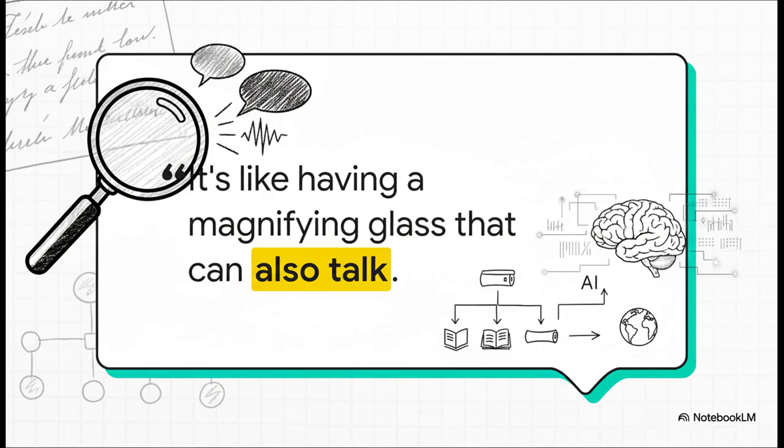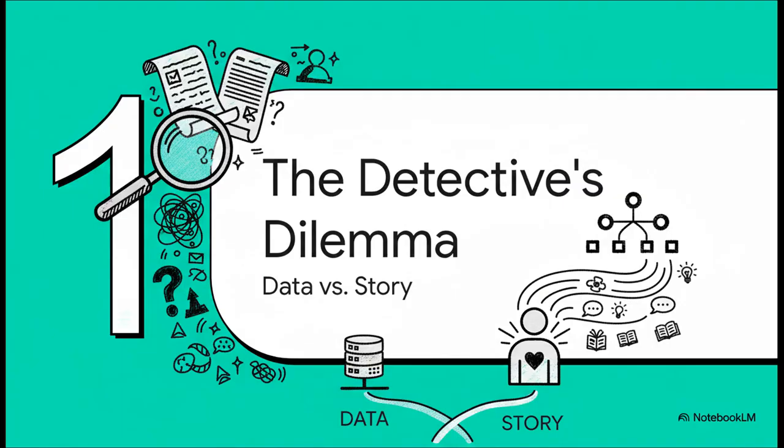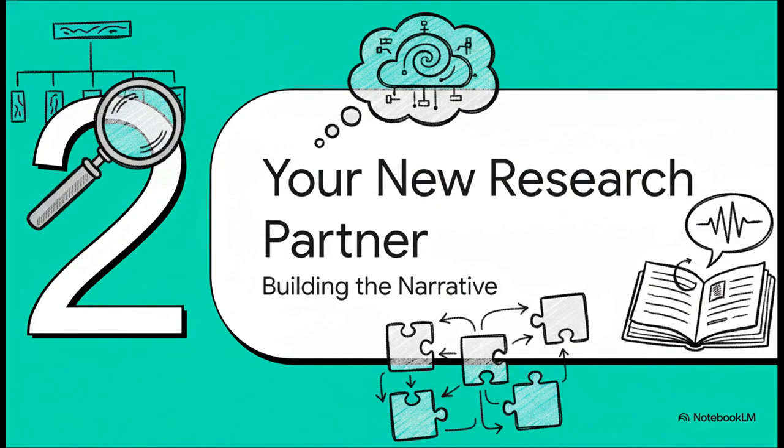AI isn't here to replace the detective, it's here to give them a talking magnifying glass. It doesn't just show you the clue, it helps you understand what that clue actually means. And, even better, it can point you to the next one. And this really brings us to the core problem for pretty much any family historian, what I call the detective's dilemma. You've done all the hard work, right? You've collected the facts, the dates, the locations, but you don't have the story. The real human narrative is still kind of locked away inside all that data. So, the big question is, how do we bridge that gap from just raw data to a real story?